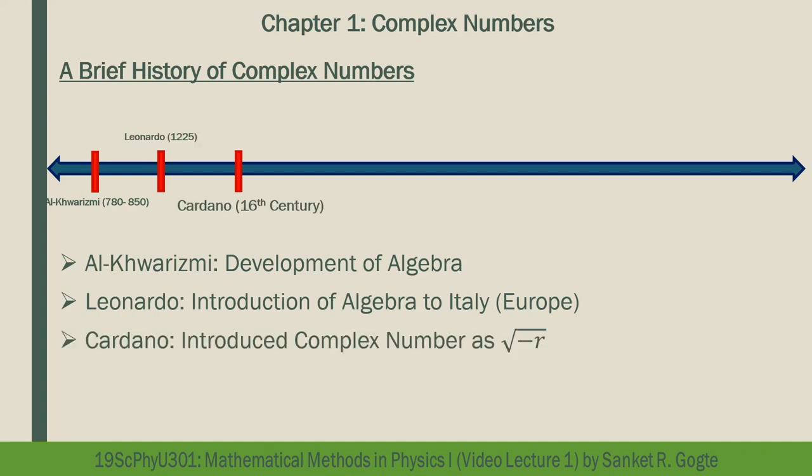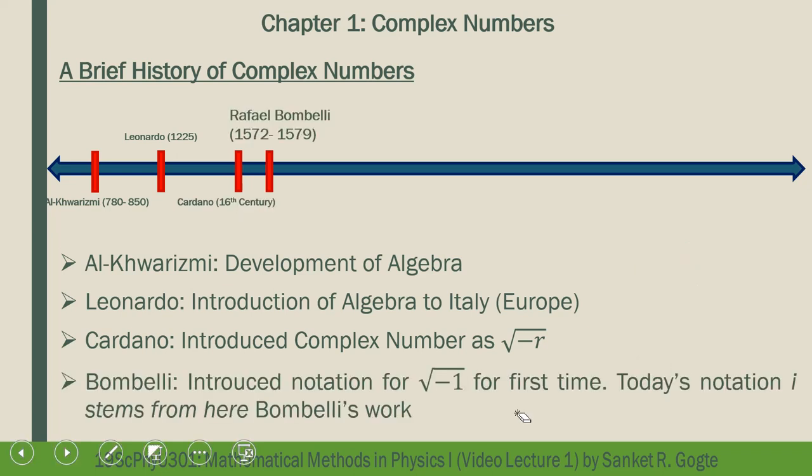Then in the 16th century, Cardano first wrote down the complex number in this form, square root of minus r. r here is any real number. The reason was that many times when you find the roots, you get numbers like this. Now mathematicians till then used to simply discard this second part, which is the square root of minus 1. The reason being, you cannot have any real number which is the square root of minus some real number, and therefore this second part was completely discarded from the solution of a quadratic equation. But Cardano first started keeping that square root of negative part as it is.